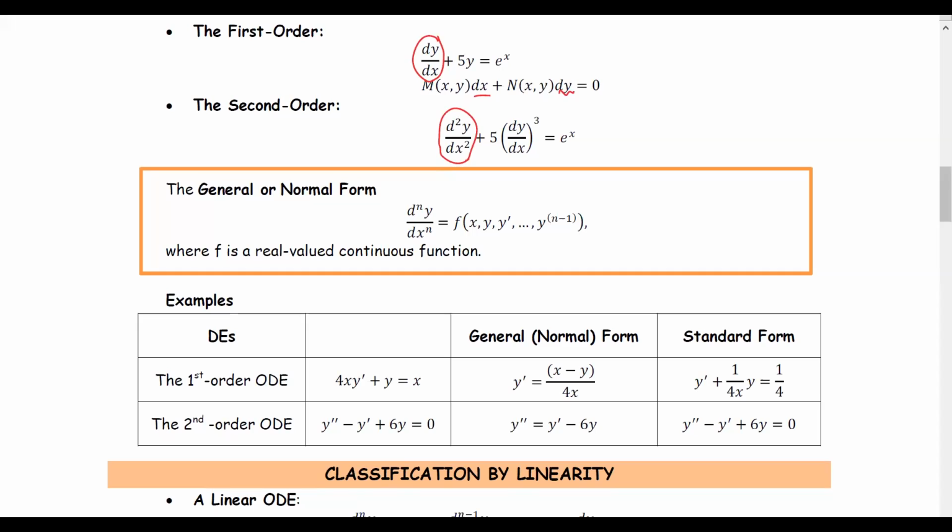The general or normal form of a differential equation is a form in which we let the highest order derivative be by itself on one side and the rest of the terms on the other side. Some techniques require a certain form before you start applying the technique to find the solution of differential equations, which we're going to see more later on.